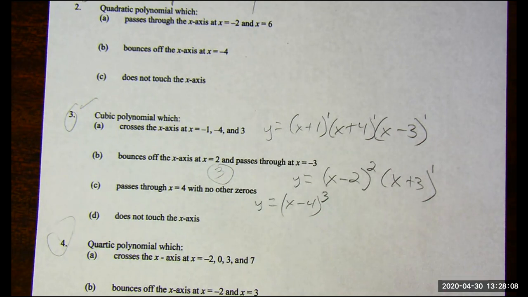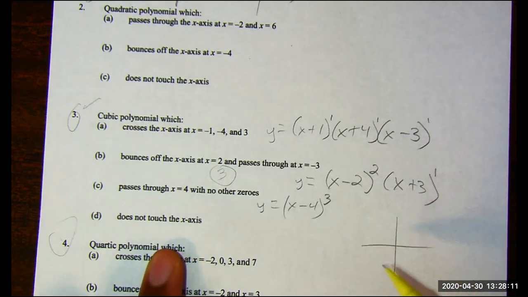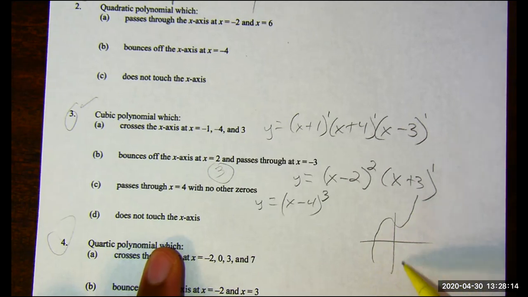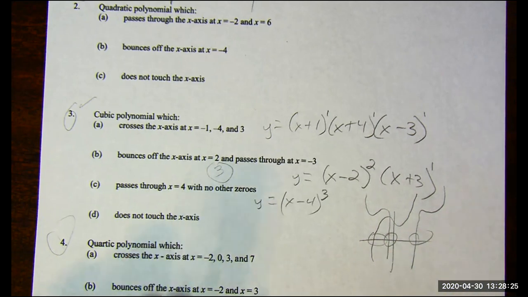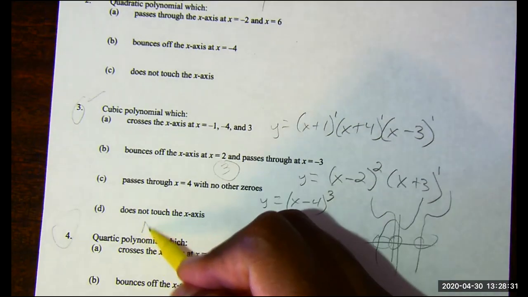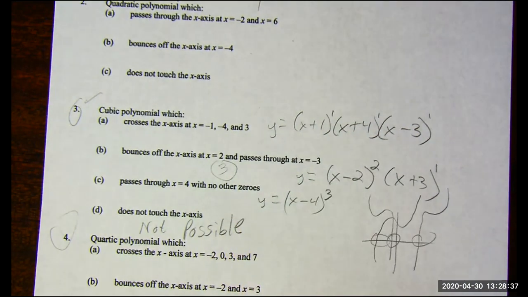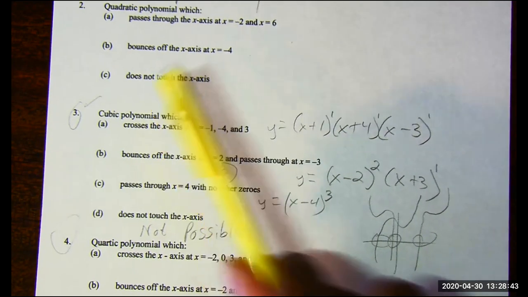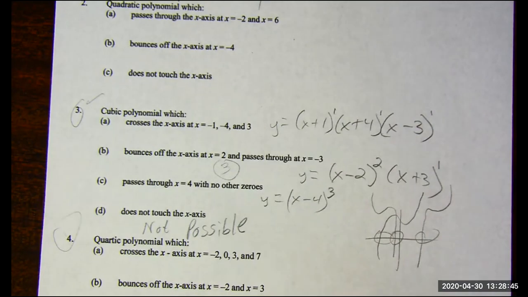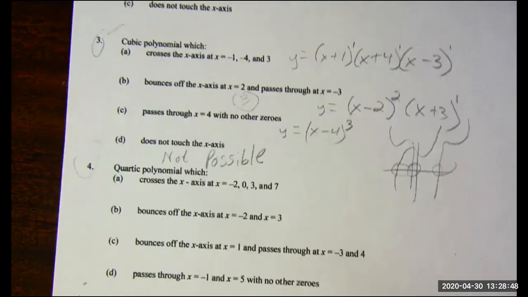Does not touch the x-axis. Let's think about this, sketch a few examples. No matter what you do, even if I flipped it around, that little tail is always going to go off towards infinity, and it's always going to have to hit the x-axis. So I don't think this is possible. We know this is possible, right? Yeah, but this isn't possible because of that little tail. Okay, this is fun. On to number 4.